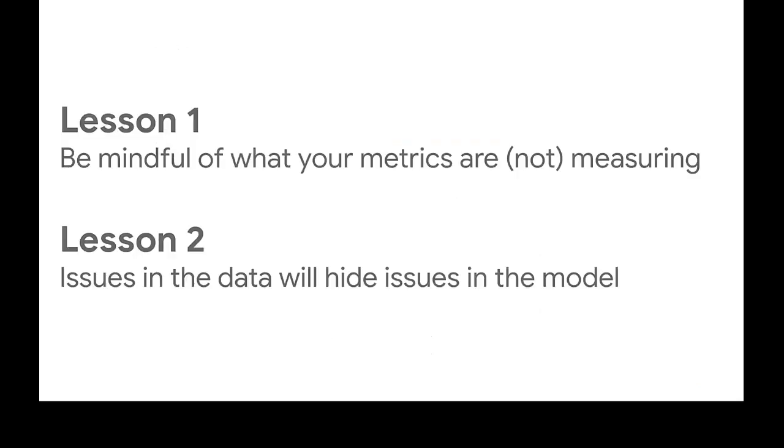So from this part here, talking about the automatic metrics, I want you to take away 2 lessons. The first one is that we should be mindful of what our metrics are and what they are not measuring. They're measuring mostly similarity between 2 things. They're not measuring any particular quality aspects. The second lesson is that issues in the data will often hide issues in the model. And if we have both issues in the model and the data, we don't know which one is actually causing more trouble.